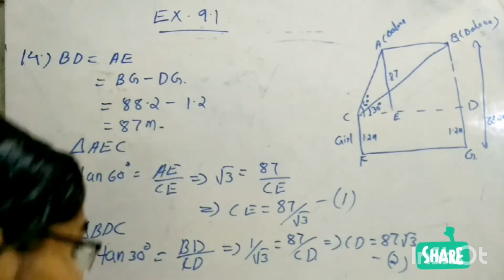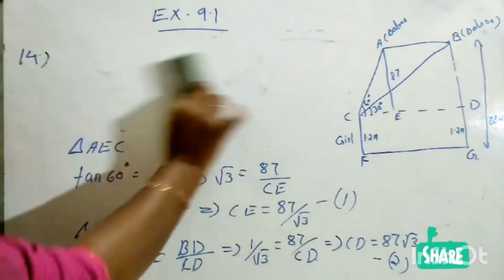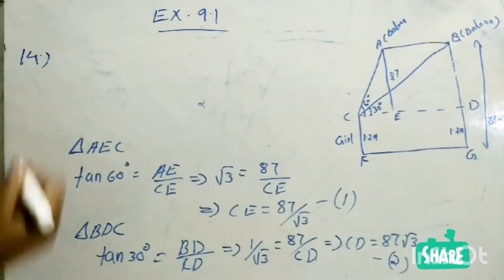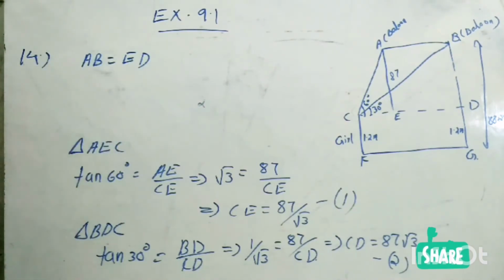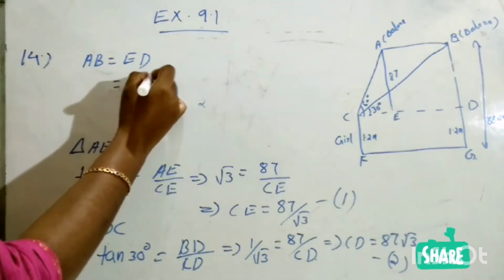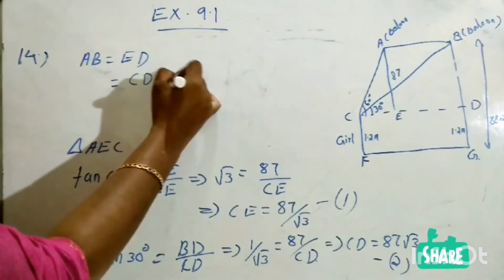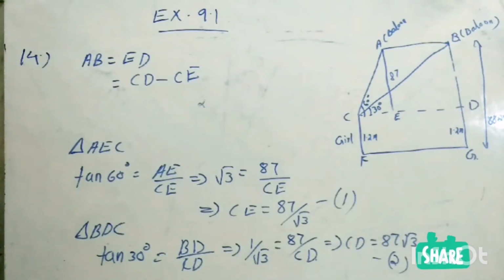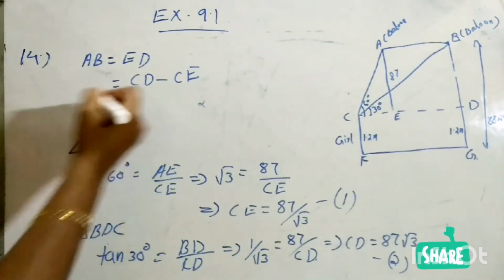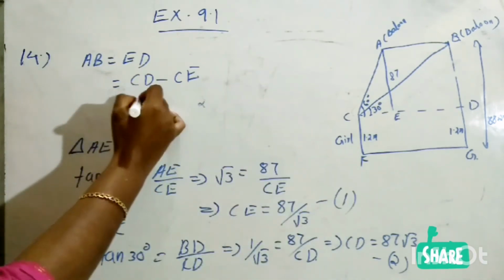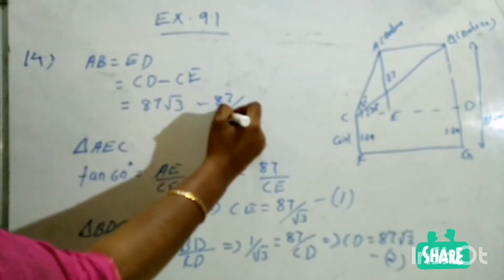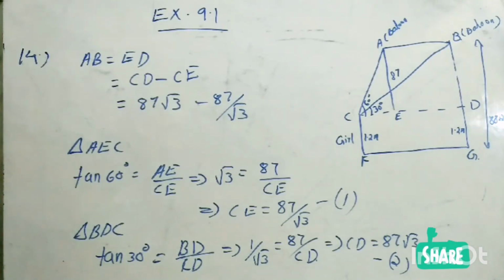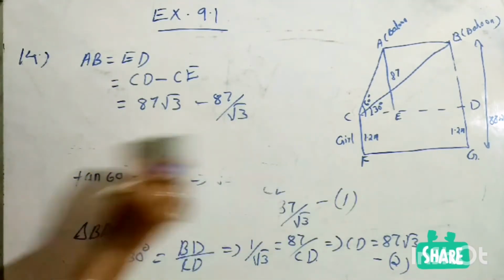Now, we need to find out the length of AB. And that AB is actually equal to ED. And that ED we can write as CD minus CE. And that is equal to CD 87 root 3 minus CE 87 by root 3.